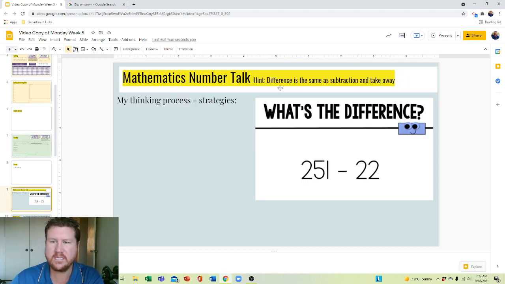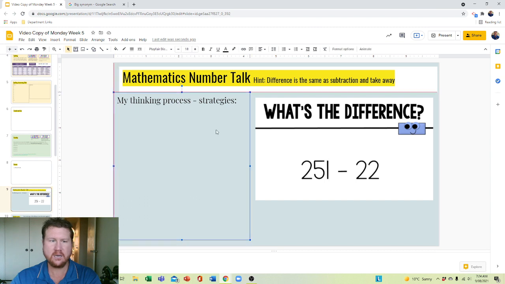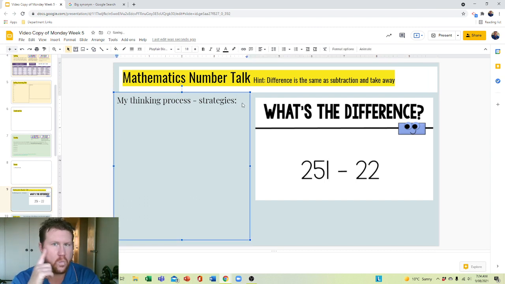Again, thinking process. The difference is the same as subtraction and take away. So when we say what is the difference, it means using subtraction to find it. Thinking strategies, once again, write them down. Do not just give us the answer. We want to know how you got the answer. We can't hear you say it, so we want to see what you're thinking by you typing it down.